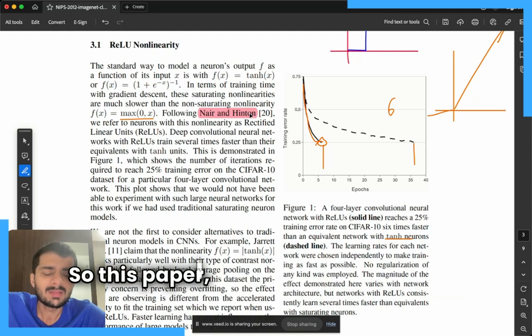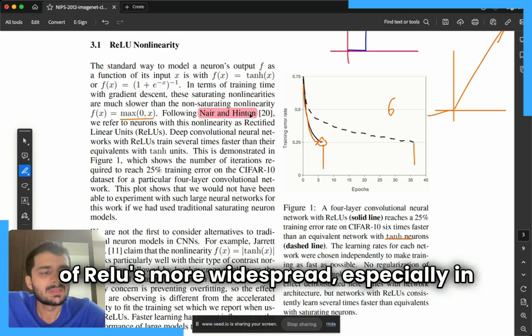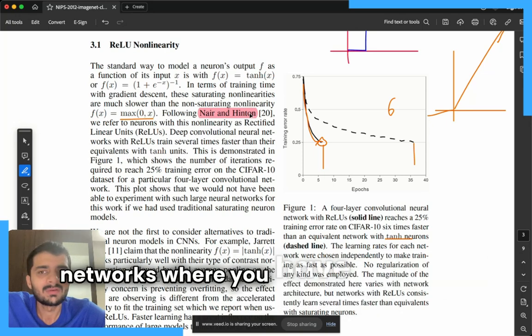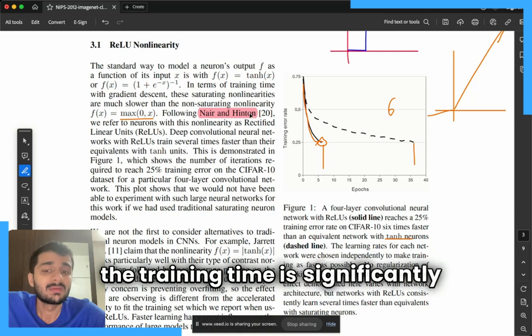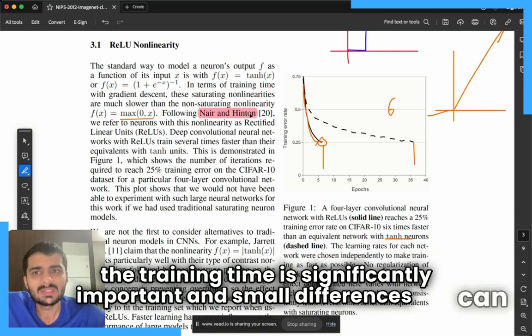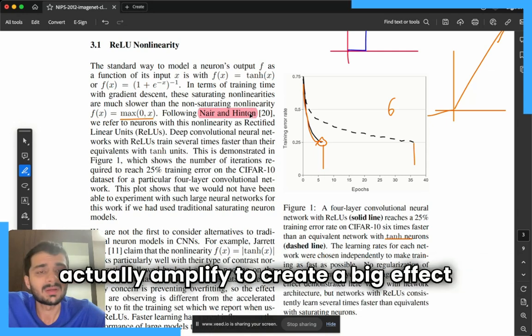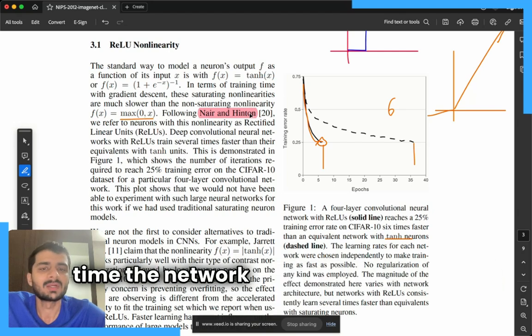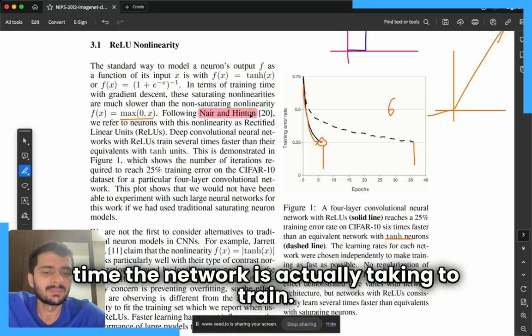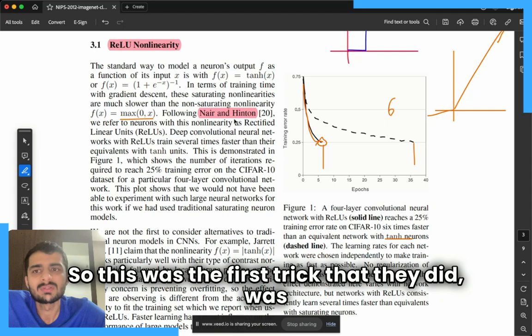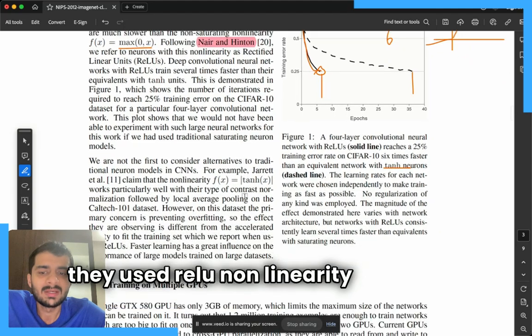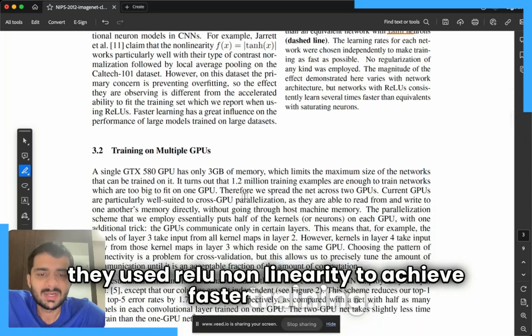So this paper, I think, made the usage of ReLUs more widespread, especially in the context of deeper networks where you have a lot of neurons to train, and the training time is significantly important, and small differences can actually amplify to create a big effect in how much time the network is actually taking to train. So this was the first trick that they did: they used ReLU nonlinearity to achieve faster training.